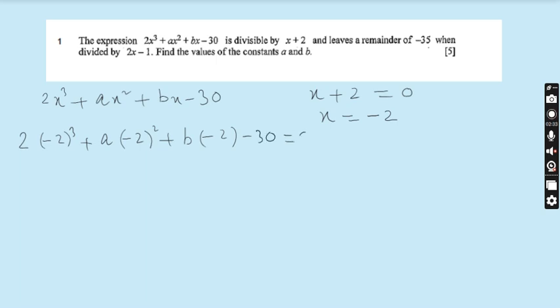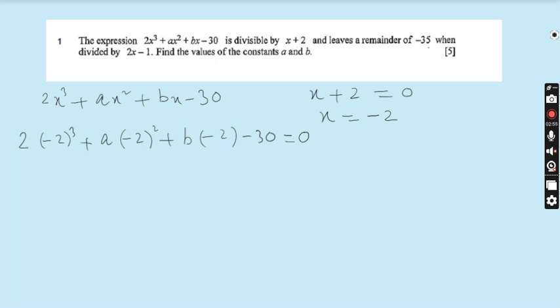This must be equal to 0 because the first part of the question says the expression is divisible by. If you see the word divisible by or the word factor, it means the remainder is 0. So that's why I put 0 on the right hand side.